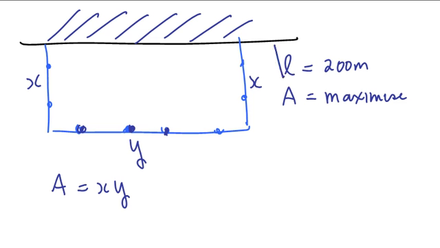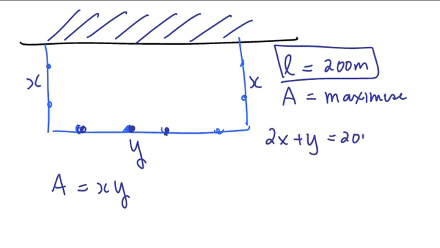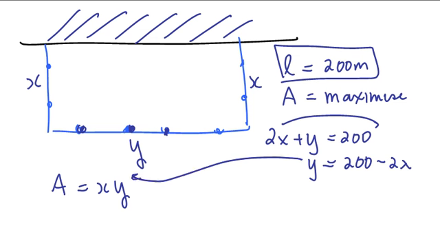So I am going to use this information right here, which is the length. The total length of rope is 200. So that means that 2x plus y equals 200. So I can isolate y quite simply. I subtract 2x from both sides, so I get 200 minus 2x, and I allow that to be substituted into this equation here. And that allows me to write it with just the x as the one variable instead of x and y.